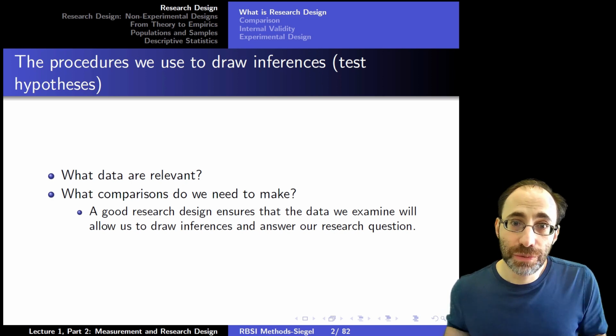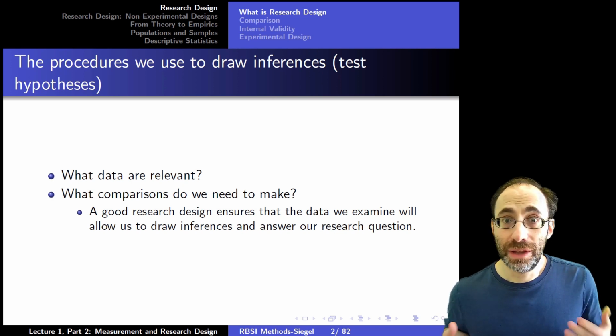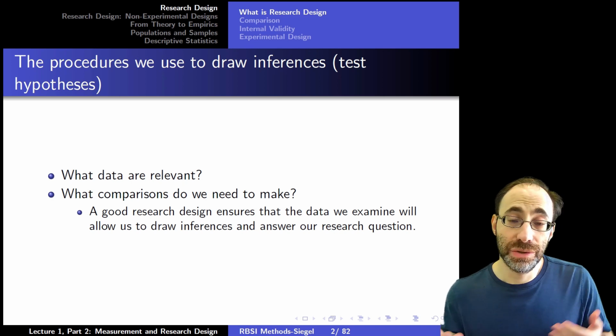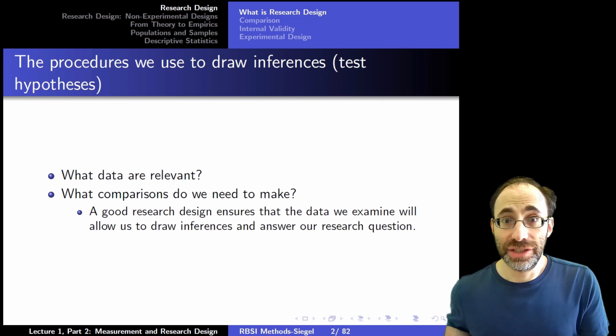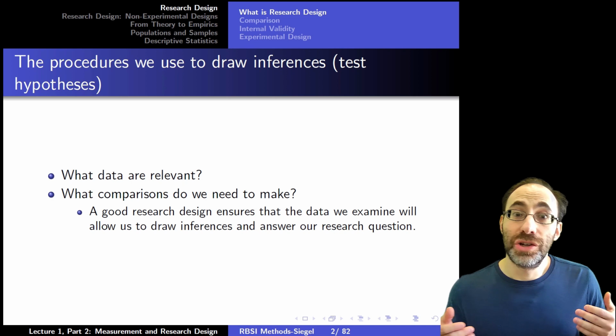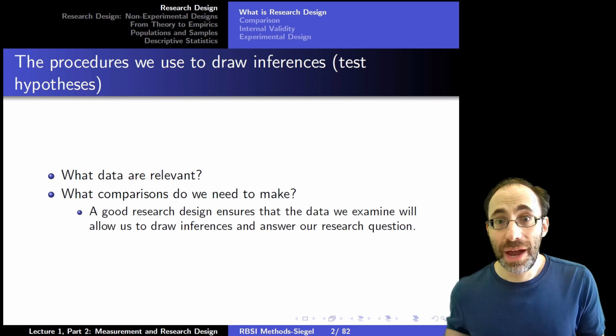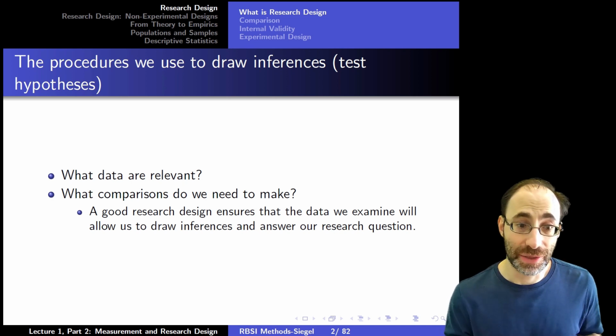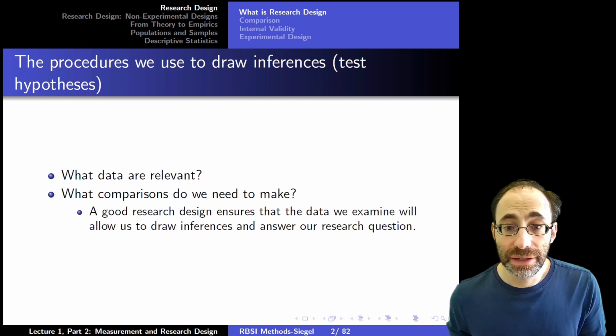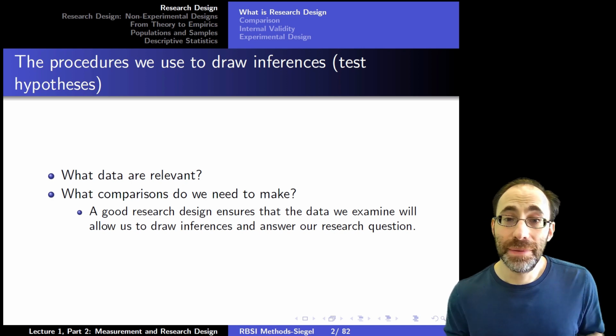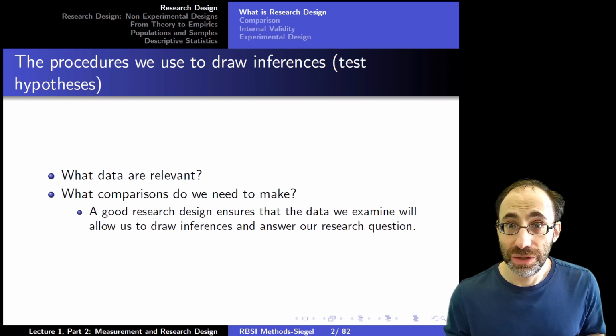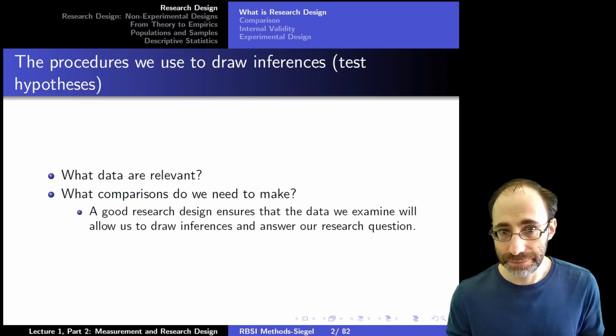The first question we ask in research design is, what data are relevant? What data do we need to acquire and use to actually test our hypotheses? To answer that question, we need to ask what comparisons we need to make to test our hypotheses. A good design will ensure that the data we examine will allow us to draw the inferences and answer our research question, which we can do by testing our hypotheses.